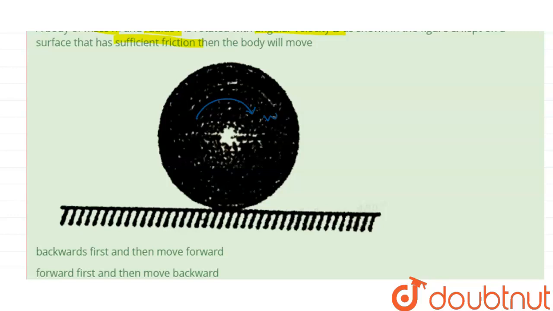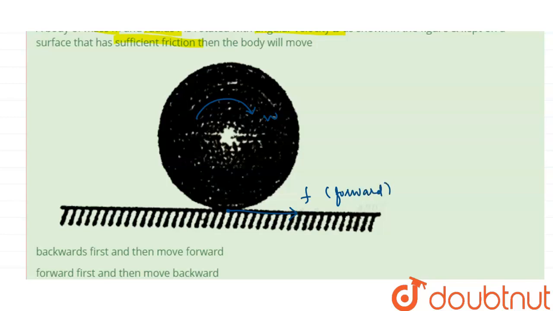The body is moved with the angular velocity omega, and friction is acting on the contact point. This is the contact point of the body and surface. Now if the angular velocity is in this direction, that means friction is acting in the opposite direction of the angular velocity. That means friction is acting in this direction, the forward direction.